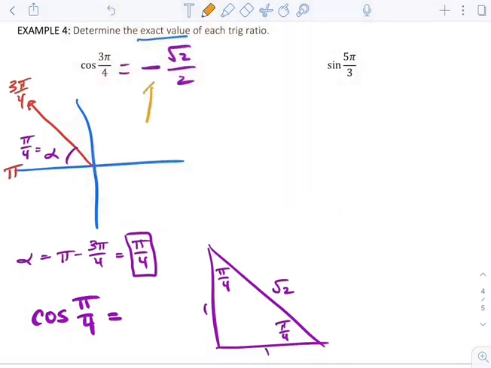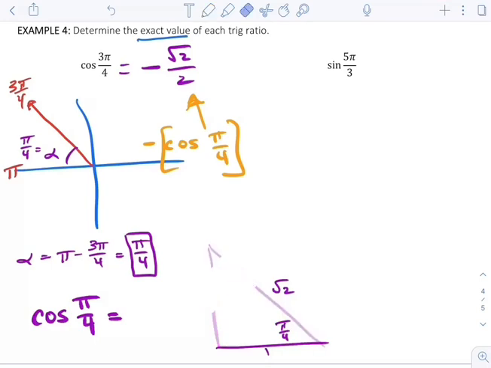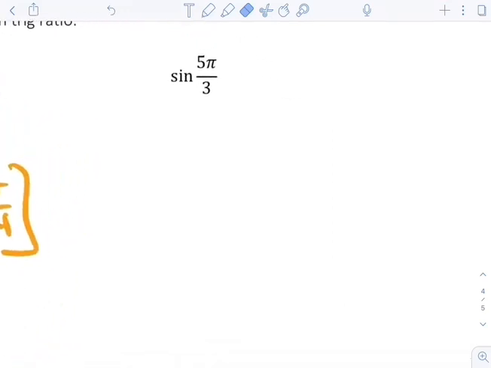I had to break it down into two things. I needed to find out the sign based on what quadrant it was in. Once I knew that, I found the related acute angle of the same ratio. So essentially what we were doing was finding negative cos pi over 4. Cos pi over 4 was root 2 over 2, and the negative stayed. So let's try that on the next one. You'll see it's kind of the same steps we follow every time.